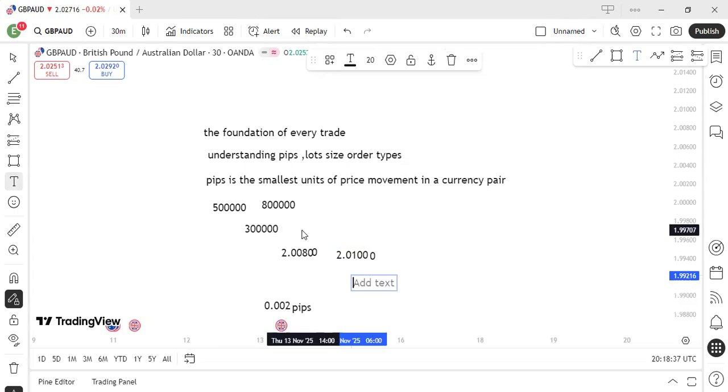So when you hear a terminology like pips, what should come to your mind is the price movement. The market moved 50 pips. The market increased by 20 pips. The market increased by 200 pips. The price tag is different from each other.